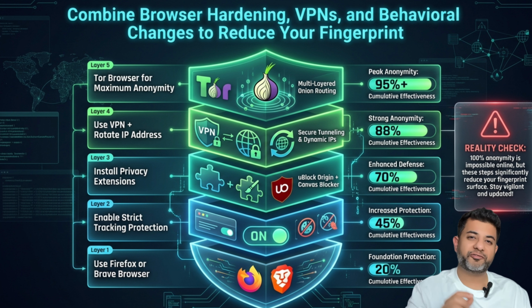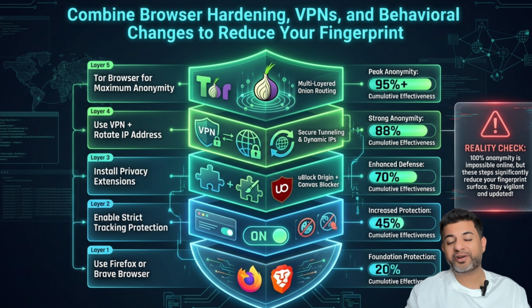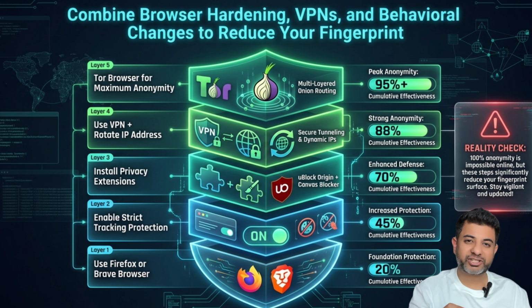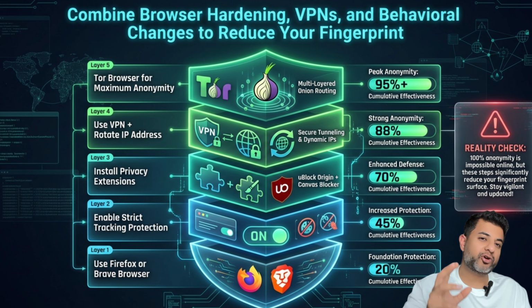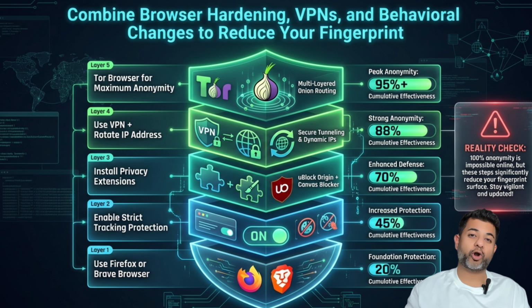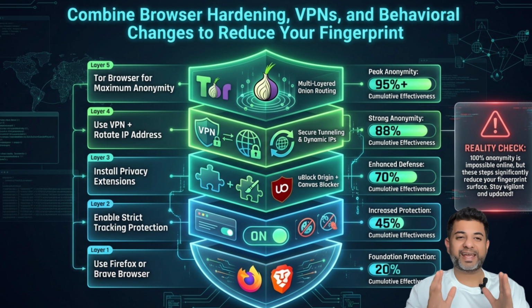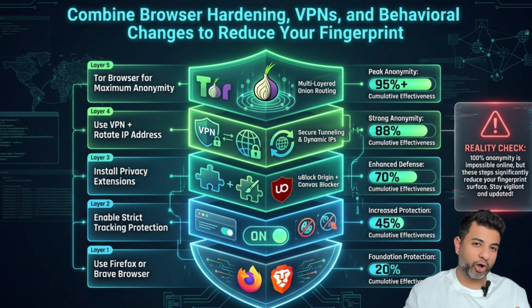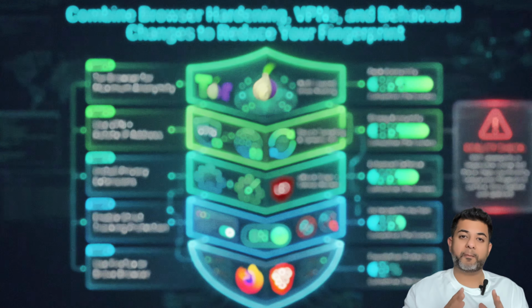Layer 4. Use a VPN and rotate your IP address regularly. This doesn't stop fingerprinting, but it breaks the connection between your fingerprint and your location. Layer 5. For maximum anonymity, use Tor browser. But understand, it's a nuclear option with serious usability trade-offs. And also, here's the reality check. 100% anonymity is impossible online. But these steps significantly reduce your fingerprint surface and make tracking much harder.